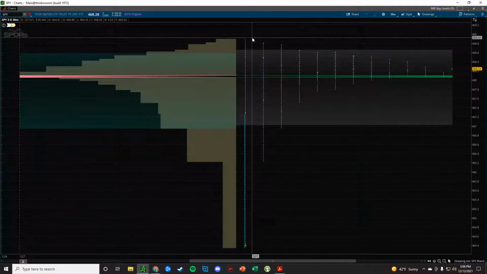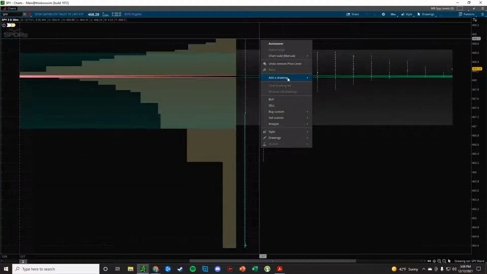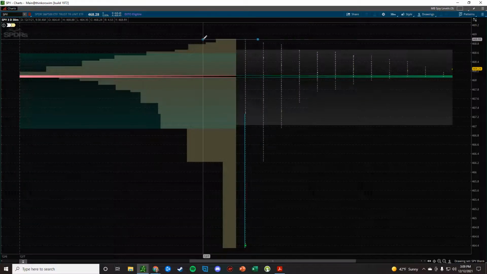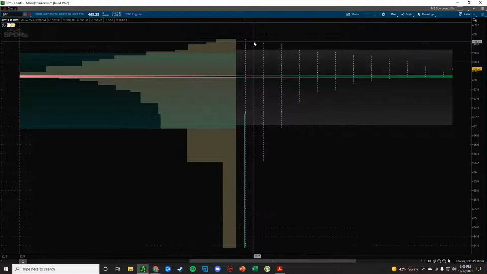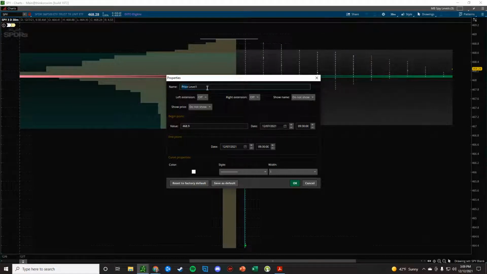All right, back to our TPO chart. The first thing we're going to do is make a price line for our high of the day. So there's the high of the day. And remember again, this is our previous day or our PD information. We're going to name this our PDH. We're going to turn left extension on, right extension on, and we're going to show the name on the right. I like all these other settings.